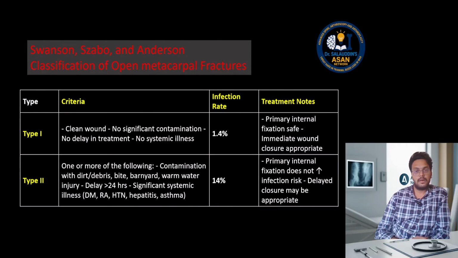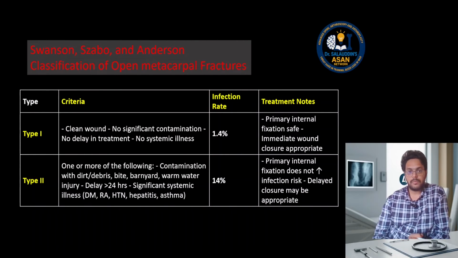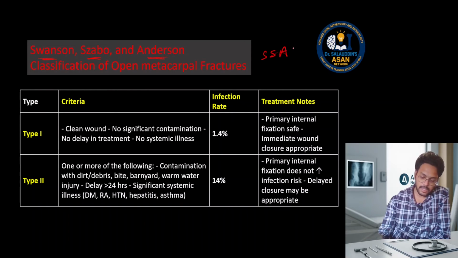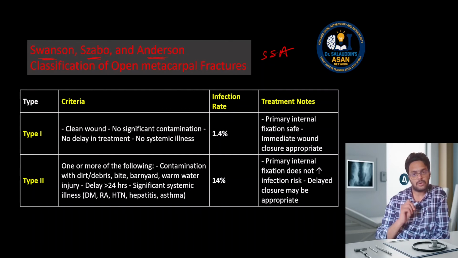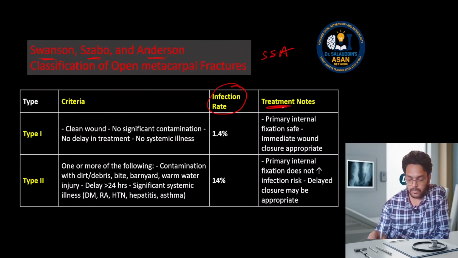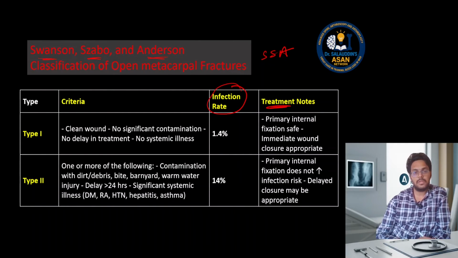For the open fractures of metacarpal, specifically Swanson, Szabo and Anderson, that is the SSA classification of open metacarpal fractures. They gave this classification to know the rate of infection and what type of treatment we have to give based on the infection. So simply there are two types.